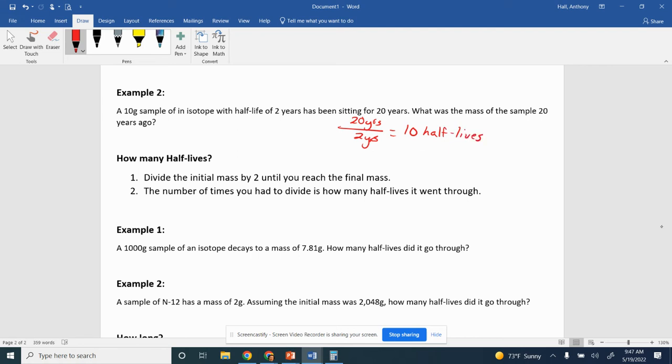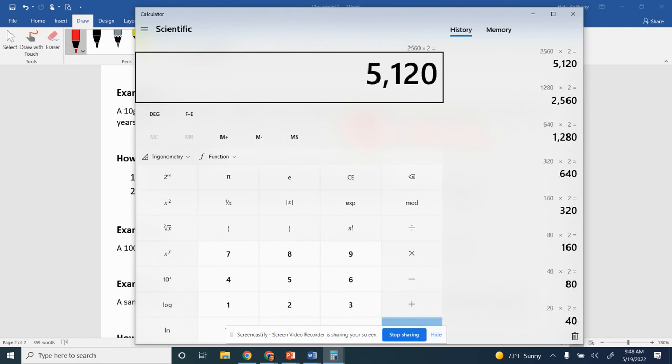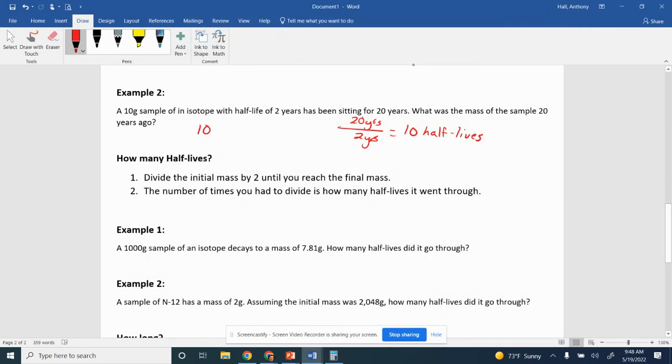And if it went through 10 half-lives, that means I'm going to have to double it 10 times. So I started with 10 grams, and I'm going to multiply it by 2 ten times. So there's 1, 2, 3, 4, 5, 6, 7, 8, 9, and 10. 10,240 grams of that isotope. Amina, any questions? Is it good? Okay, good deal.